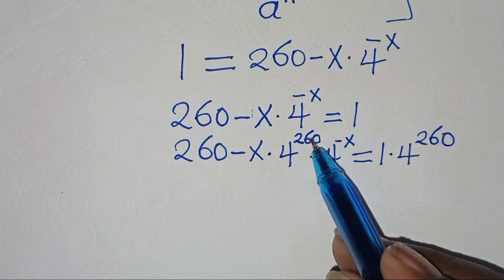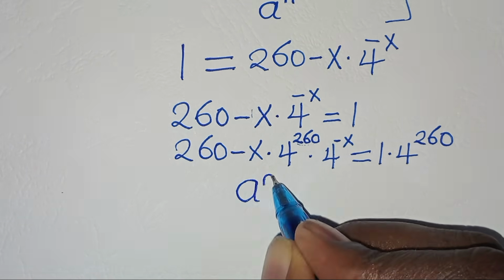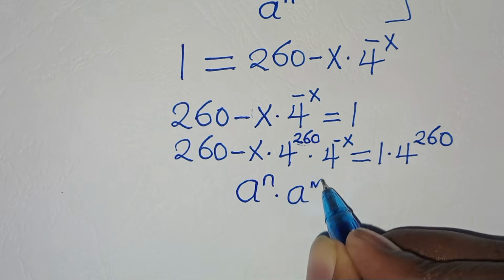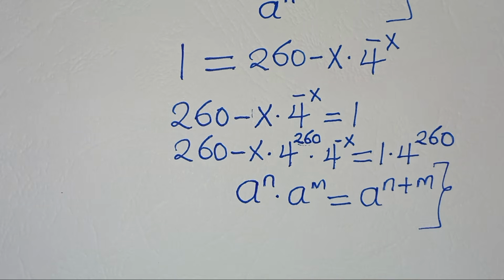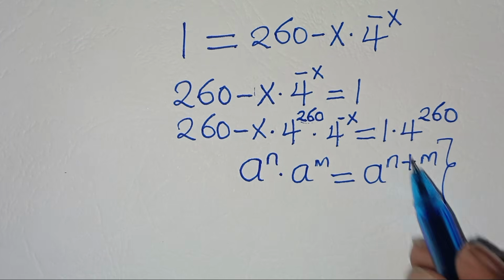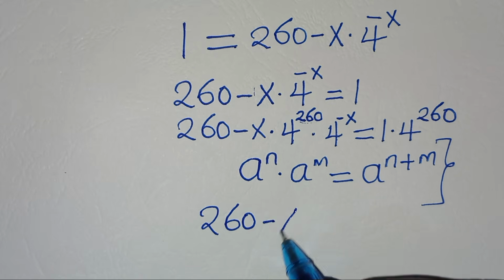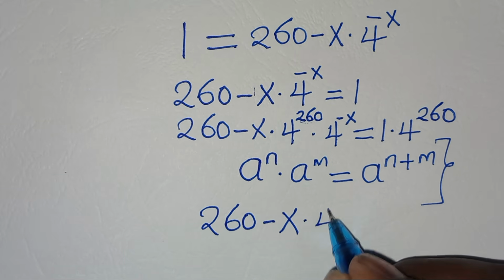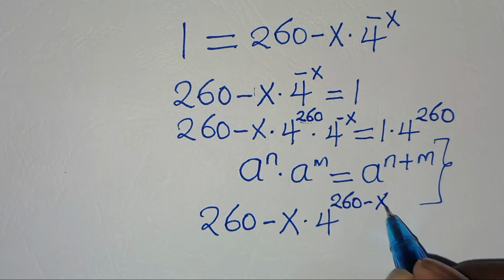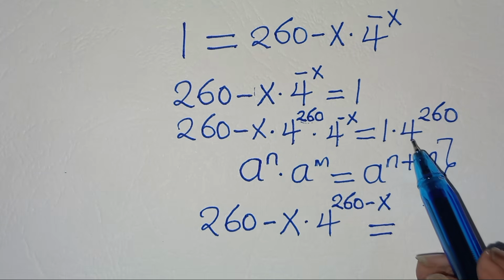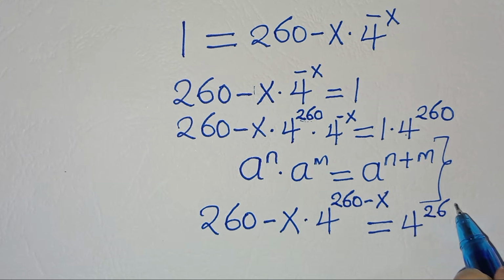Now, 4 raised to the power of 260 times 4 to the power of negative x, this is in the form of a to the power of n multiplied by a to the power of m, which we can express as a to the power of n plus m. Applying this exponent property, this means we have 260 minus x multiplied by 4 raised to the power of 260 subtract x. This is equal to 1 times 4 to the power of 260, which is the same thing as 4 raised to the power of 260.